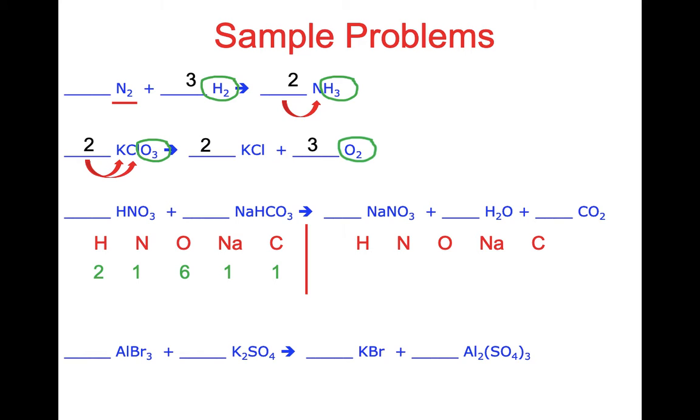I see 1 sodium, I see 1 nitrogen, I see a 3 oxygen, and then 1 more, and then 2 more, so that's a total of 6. I see 2 hydrogens and 1 carbon. So notice that the number of atoms on my left side, or the reactant side, is equal to the number of atoms on my right side, or the product side. So in this case, we already have a balanced equation.